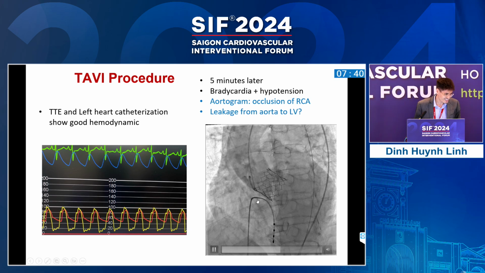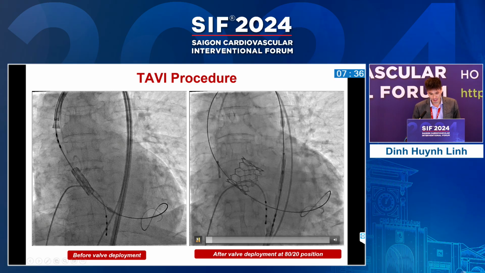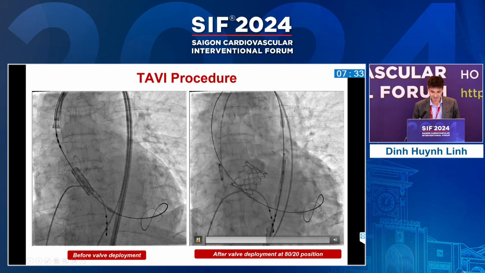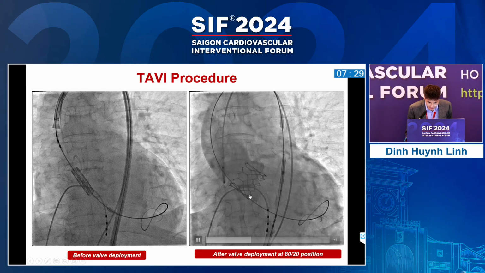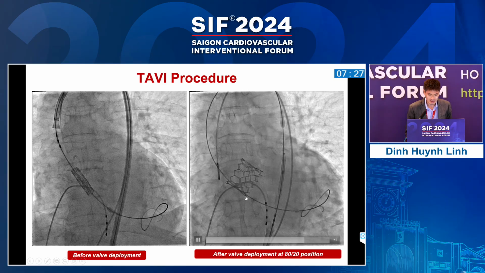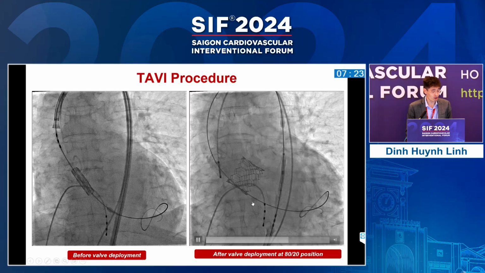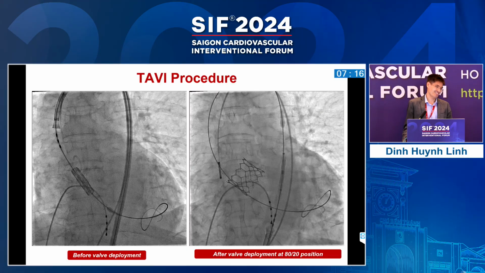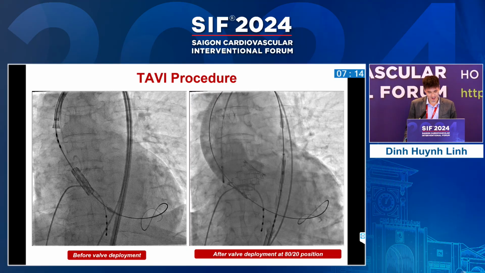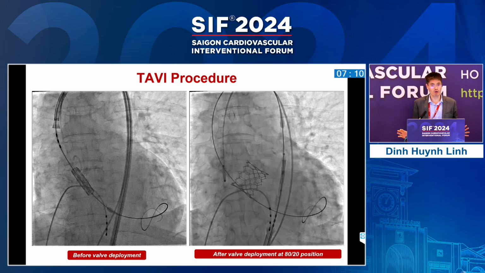Can we see the previous view? Yes, please. One more back. You want to see this one? Yeah, this one. So this one, we did not notice some haziness here, maybe some leakage is here already, but we did not notice it. But the RCA was okay at that time. So at that time, the patient was very stable.